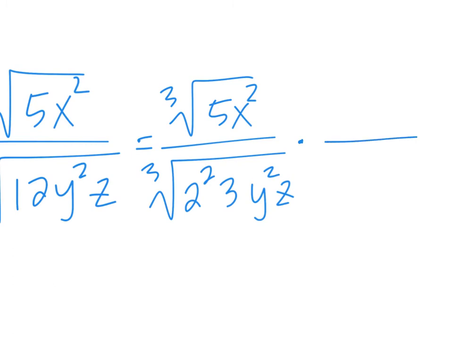Okay, now, index tells me how many of the same do I need to come out of the radical? 3. Yeah, I need 3 of a kind. So how many more 2's do I need? 1 more. How many more 3's do I need? 2. How many more y's do I need? 1 more. And then how many more z's do I need? 2 more.